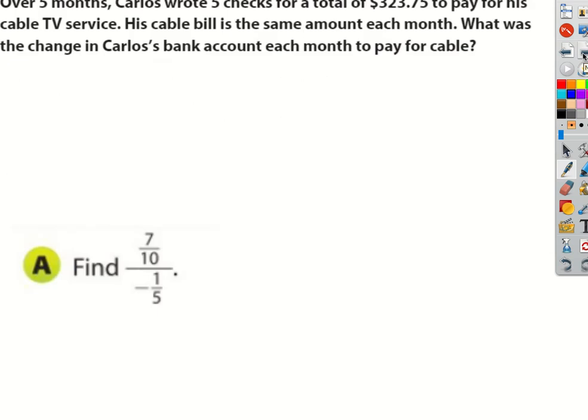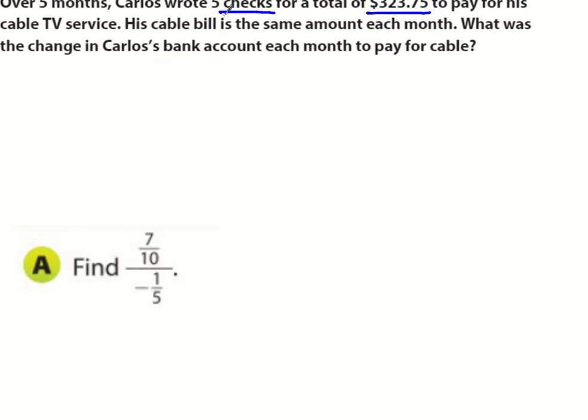So your first question says, over 5 months, Carlos wrote 5 checks for a total of $323.75 to pay for his cable TV service. His cable bill is the same amount each month. What was the change in Carlos's bank account each month to pay for cable? In this one we're working with decimals, 5 checks, and there was your total, and then it wants to know each month, so that tells you it's division. So if I write this out, it'd be $323.75 divided by 5.